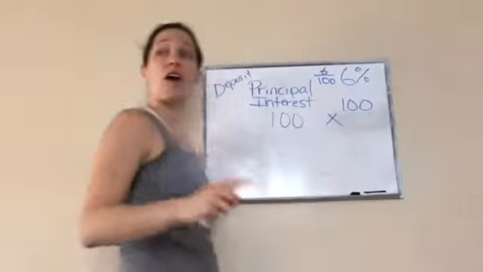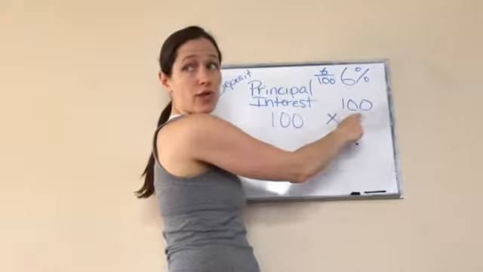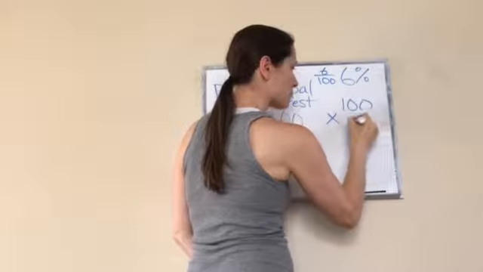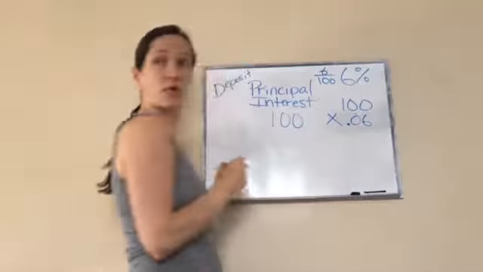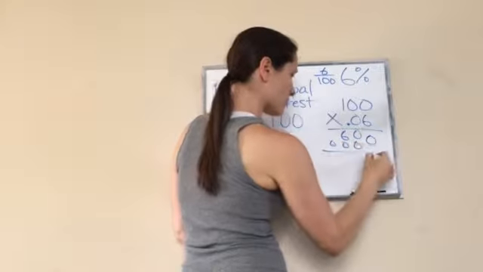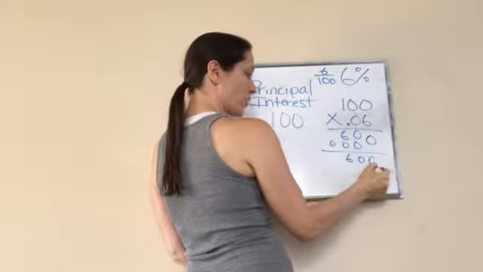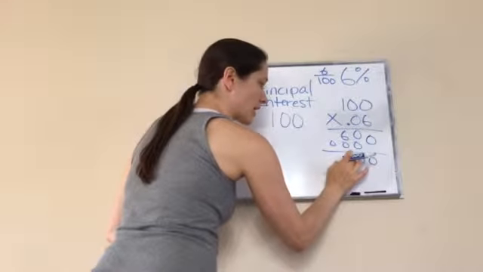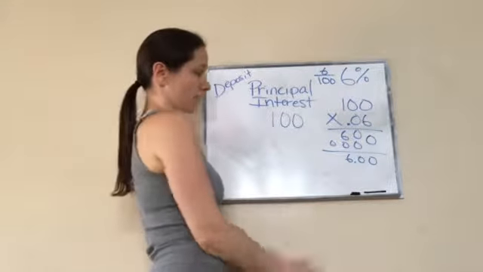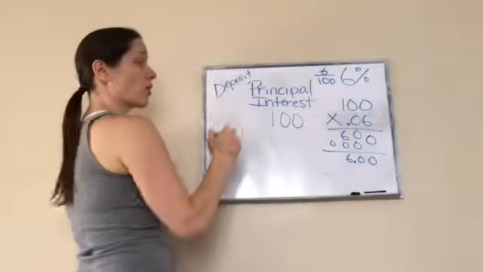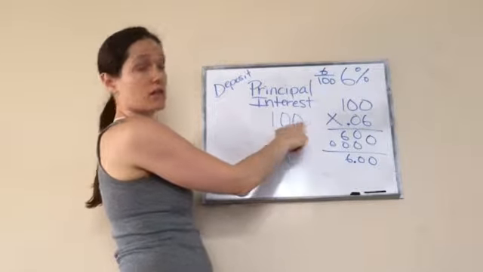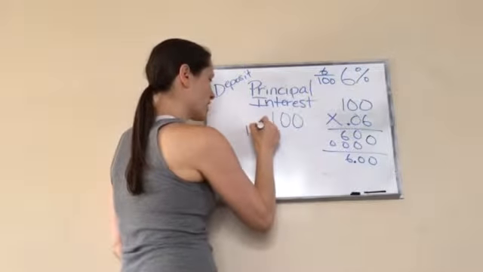Okay, so if I want to find 6% of 100, "of" means what math? Times. Multiply. So I'm taking 6% of this 100, and I'm going to multiply that by 0.06, because that's what it is as a decimal. How much money is 6% of 100? $6. Okay. So, after one whole year of your money sitting in the bank, guess how much you gained? $6.